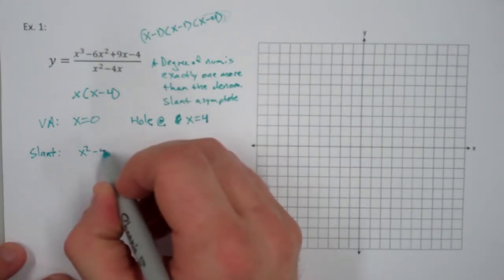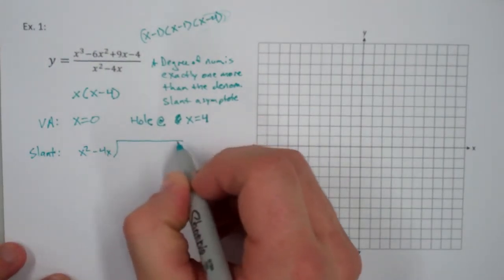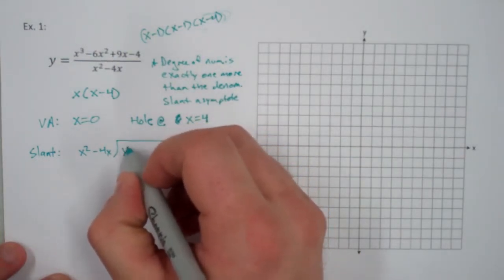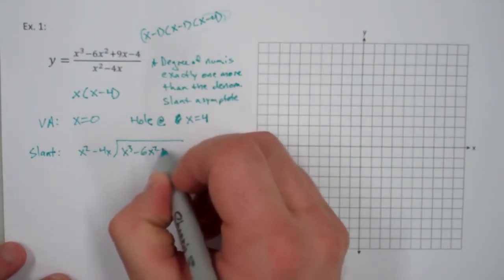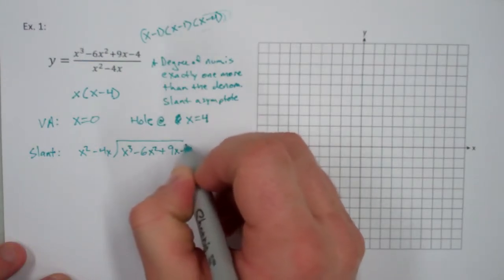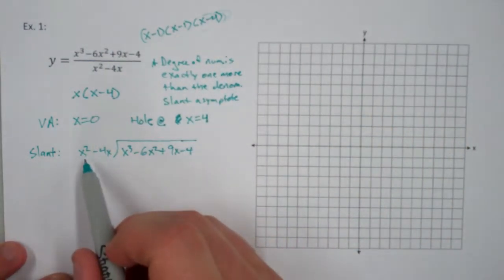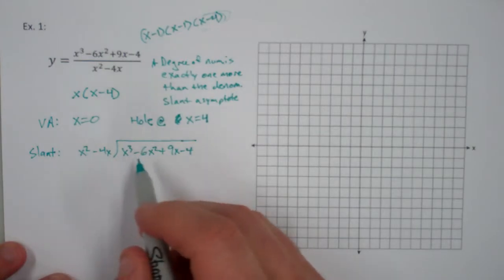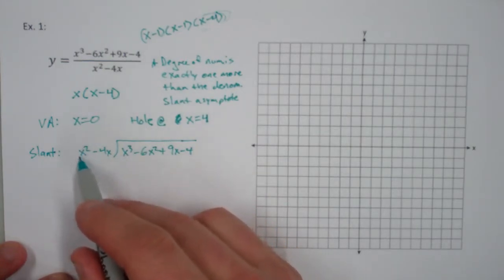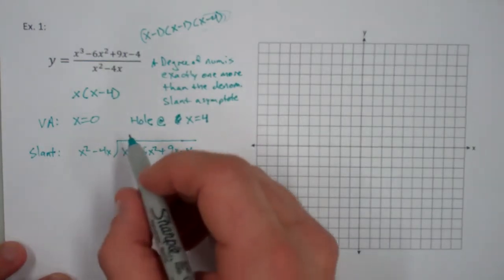So we've got x squared minus 4x, and if you like synthetic division, you can do that too if that suits your fancy. So let's see what we get here when we divide these out. We want to look at this x squared and this x to the third. We want to say, what do we need to multiply x squared by to get x to the third?